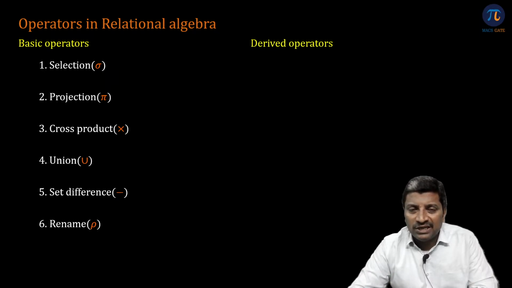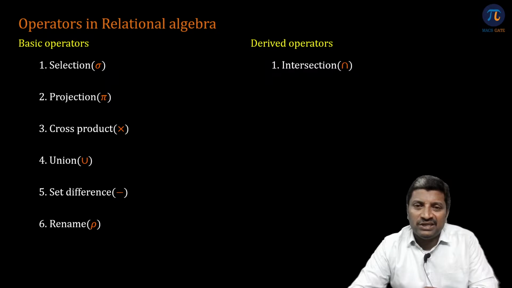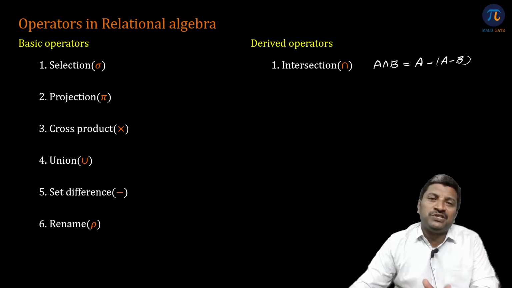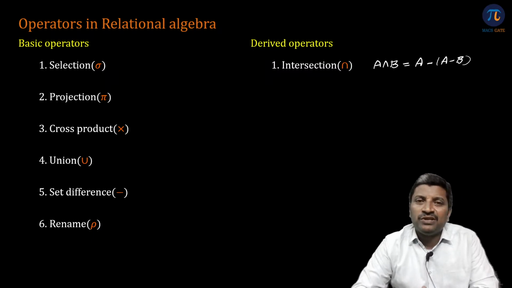Then what are the derived operators? The first one is intersection. How do we get intersection? For example, if you have some knowledge of mathematics, A intersection B is given by A minus (A minus B). That means the intersection symbol can be expressed in terms of the basic operator symbols. That's why they are called derived operators.